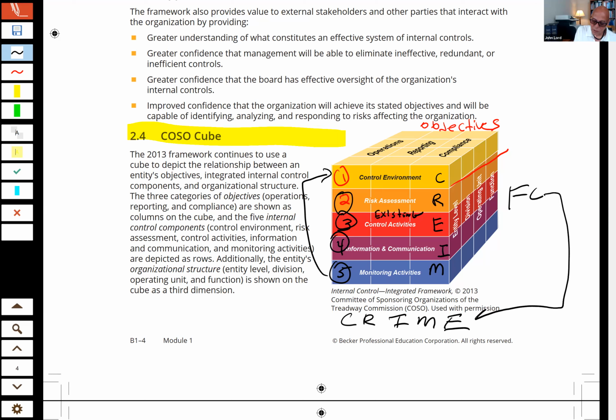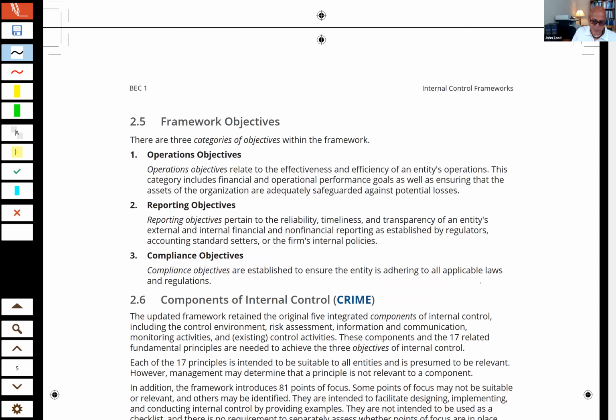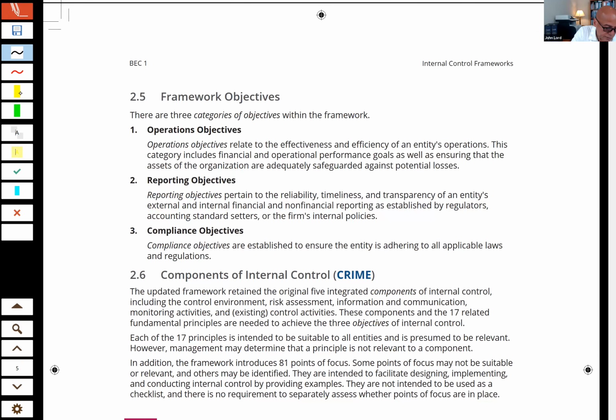The problem I have with this CRIME mnemonic is that it gives it out of order as to how the process should work. The COSO cube is showing you how it should work. Control environment sits at the top. Then comes the assessment of risk. Then come the control activities. Then comes the information and communication. We do all that, and then we monitor to see if we're achieving the objectives, and back up to the control environment.